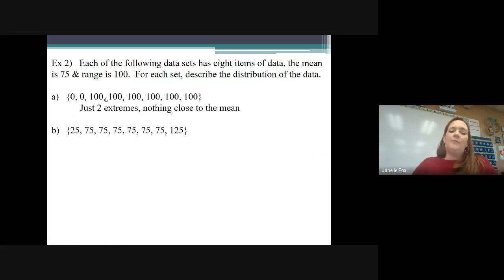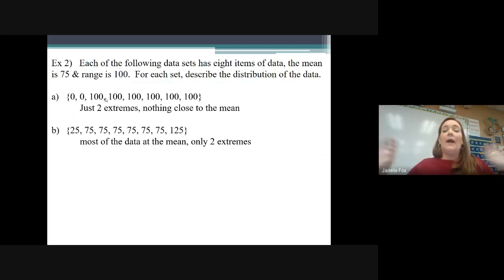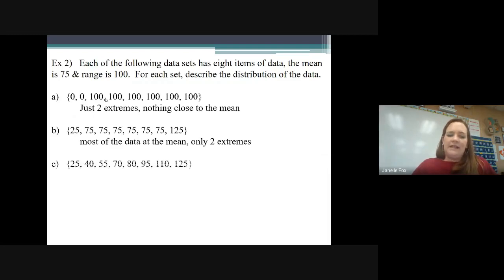For part B of the data, it's kind of like the opposite. There are two extremes and then everything else is the mean. That's kind of interesting. So that's what I wrote down in that little box. Most of the data is at the mean, and then there's just the two extreme values. And then for part C, I wrote down that the values are spread out evenly all the way from 25 to 125. In fact, if I scan that data, it looks like they're all about 15 apart from each other, which is kind of interesting.